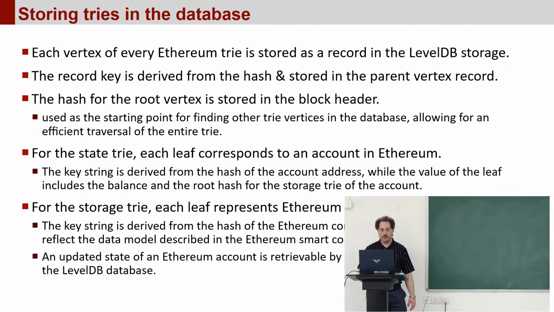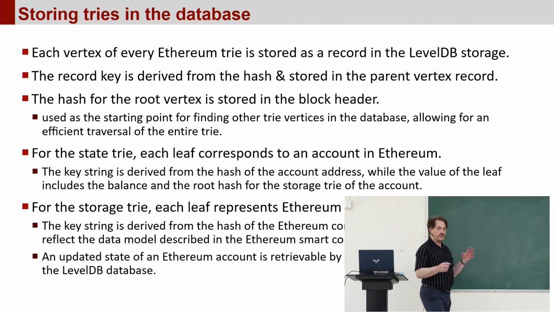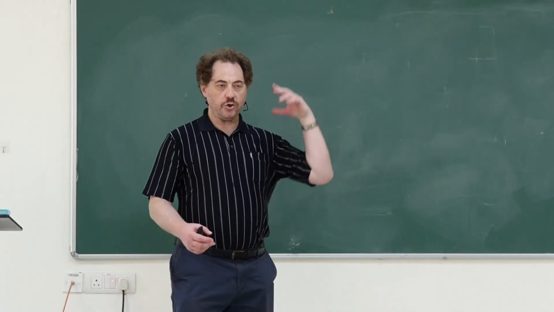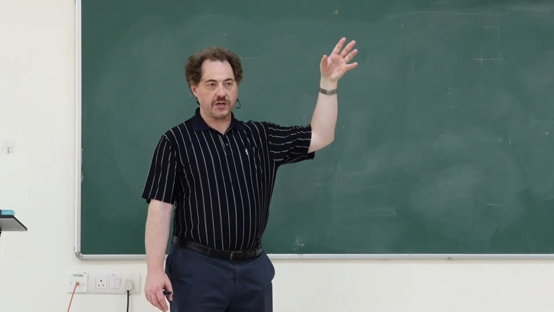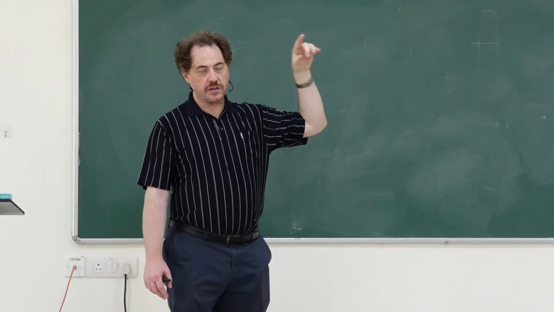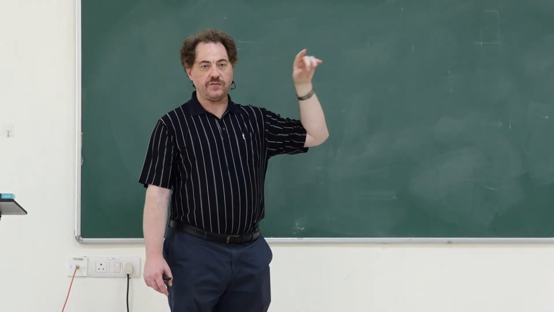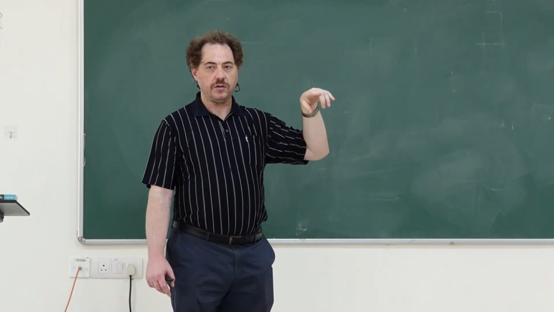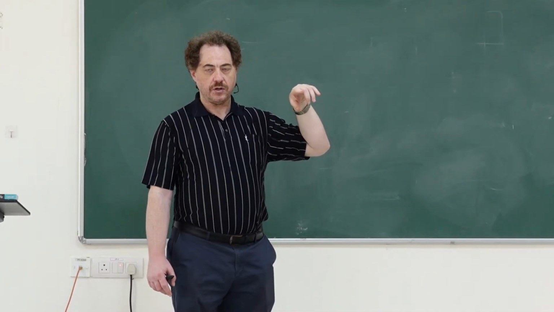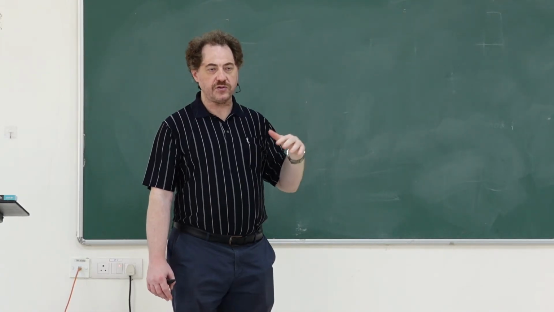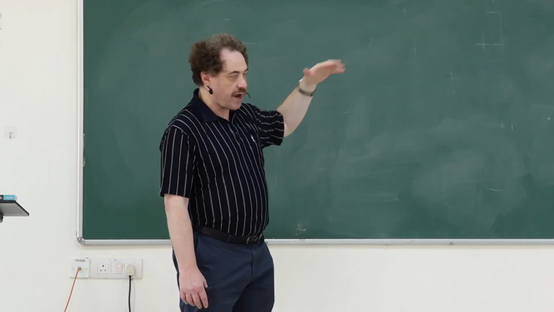for finding other tree vertices in the database, which allows for an efficient traversal of the entire tree. So in order to find a data item which is in the leaf of the Merkle-Patricia tree, we start from the hash root, and then we go to the database, and at each level of the tree we find the right node, which should be another entry, another record in the database. So the traversal would need to look at a number of entries, which is the height of the tree.